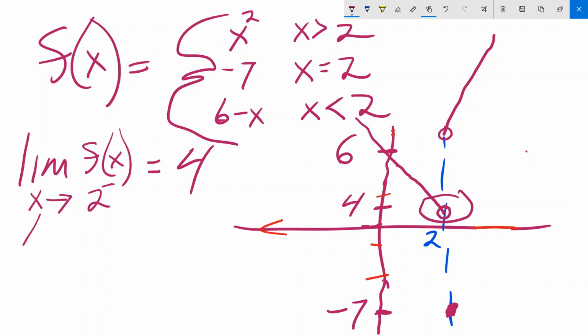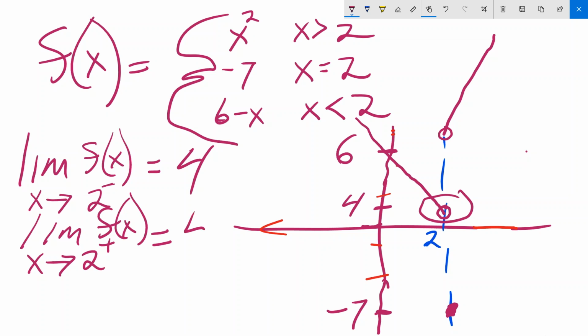Now, what is the limit of f of x as we approach 2 from the right? That's going to be 4 as well, right? Not the way I've drawn it, but that's the way it should be. Then limit x tending to 2 would also be 4. Well, no. What is the limit of this function when x equals 2? It's minus 7. Oh, wait, minus 7, yeah. Right.